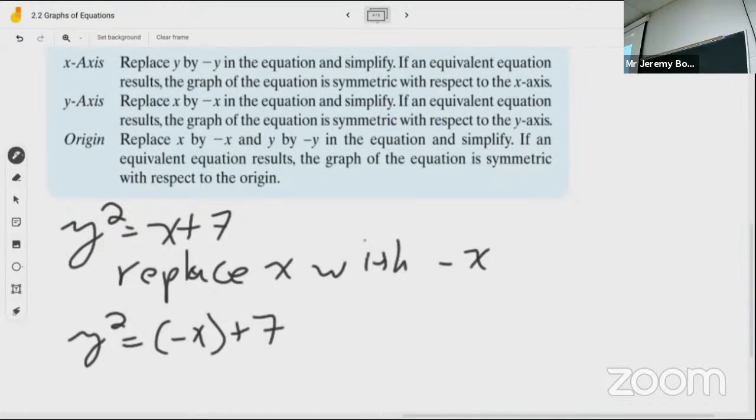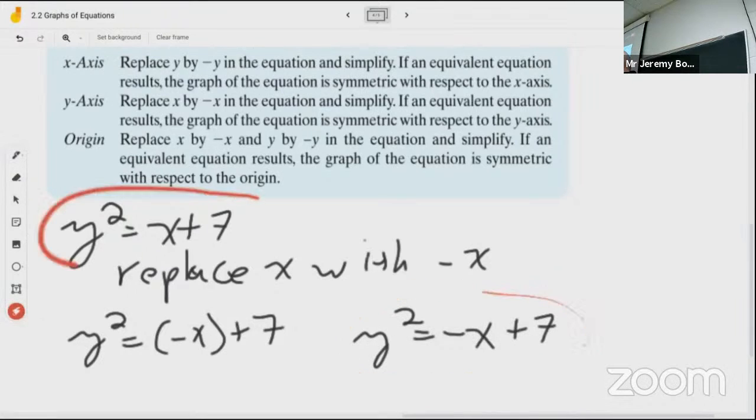And what can we do with that? Not much, huh? It's just y squared is equal to negative x plus 7. Is this equation equivalent to my original? No, a negative x is not equivalent to x there. And so no, this is not symmetric with respect to the y-axis. Any questions on that? Got another one.